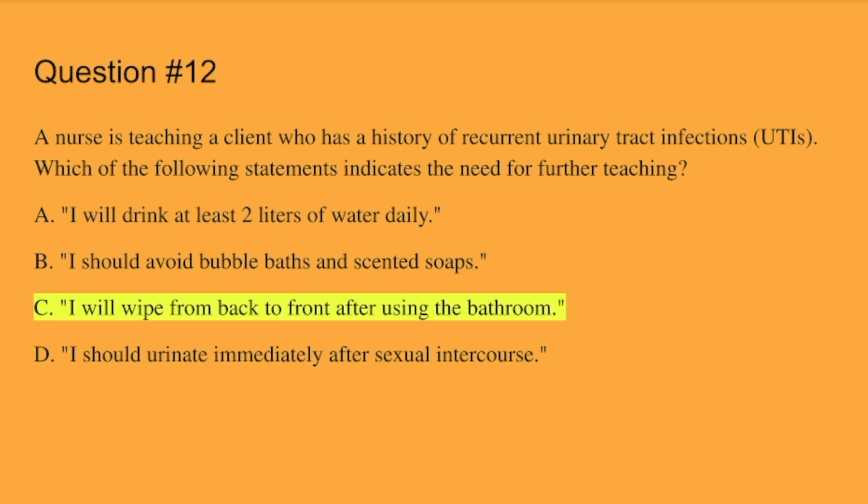A, I will drink at least 2 liters of water daily. That's perfect. So we're looking for the red flag here. That's a green flag. B, avoid bubble baths. That's also good advice. And C, avoid scented soaps. That's good advice. Or D, peeing after intercourse. This definitely helps prevent UTIs. So wiping front to back reduces the risk of bacteria entering the urethra.